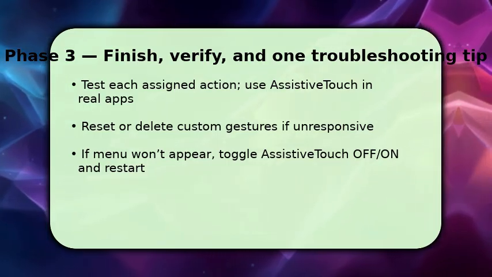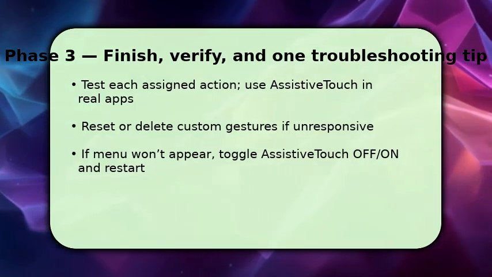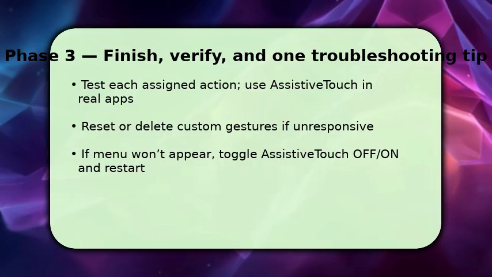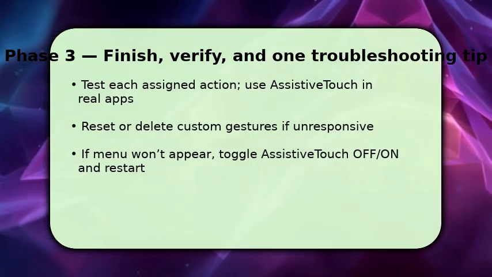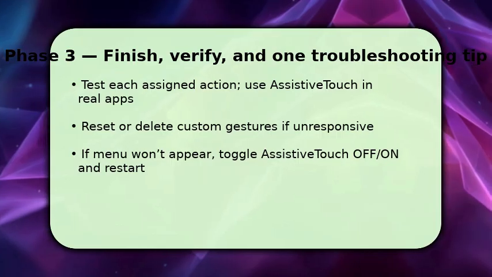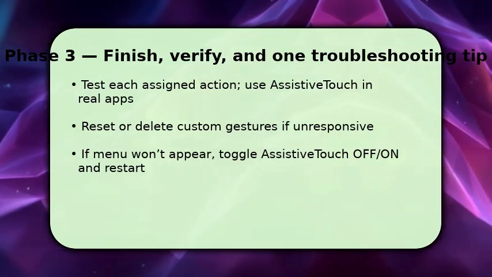If a custom gesture fails, delete it and record again. Imprecise recordings cause erratic behavior. If the floating menu doesn't show, toggle Assistive Touch off and on, and restart the iPhone if needed.